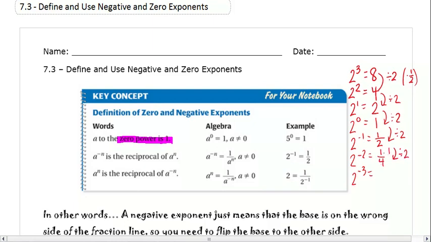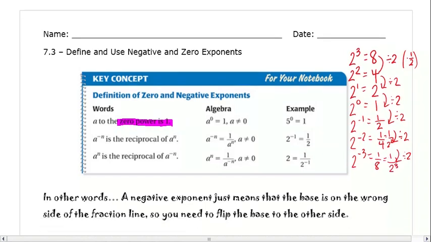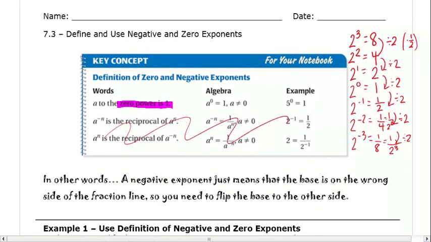Notice 4 is the same thing as 2 squared. And if we go again, divided by 2, we get 1/8. And this would be the same thing as if I wrote it out as 2 to the third power. So the thing with negative exponents, I'm going to ignore this stuff here because I think that gets a little wordy, but a negative exponent just means that the base is on the wrong side of the fraction line. So you need to flip the base to the other side. So for our 2 to the negative first, we need to stick it down in the denominator. 2 to the negative second, we took that 2 squared but stuck it down in the denominator.